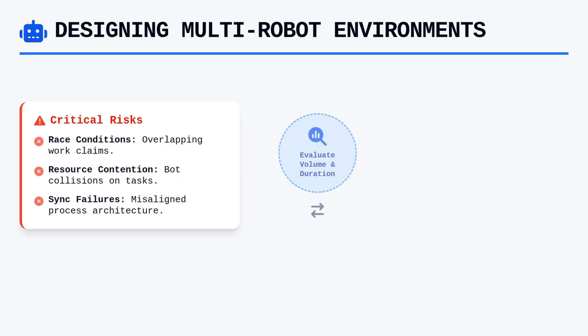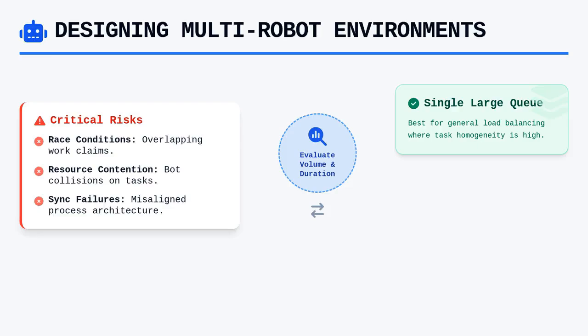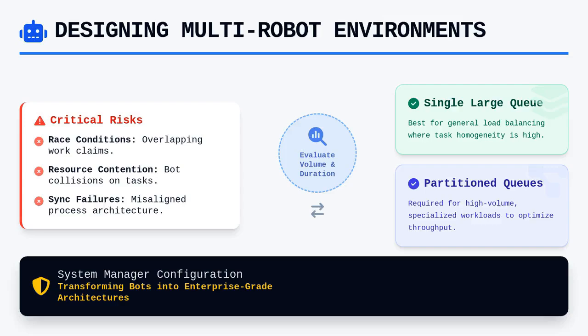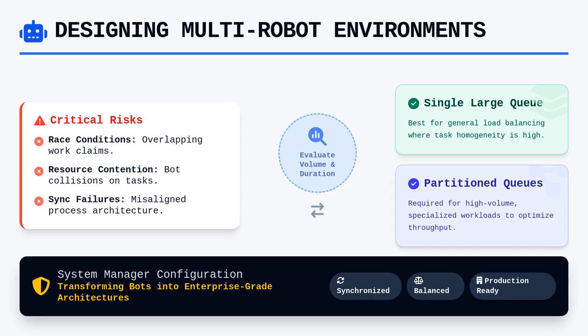You should evaluate the transaction volume and the average execution duration of your processes to determine if a single, larger queue is more appropriate or if a strategy of partitioned queues is required to balance the workload. Proper configuration in the system manager ensures that these runtime resources remain synchronized and that the distribution engine effectively manages the load, adhering to your established infrastructure policies.